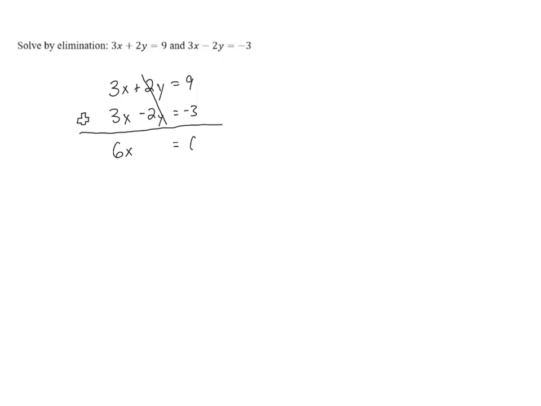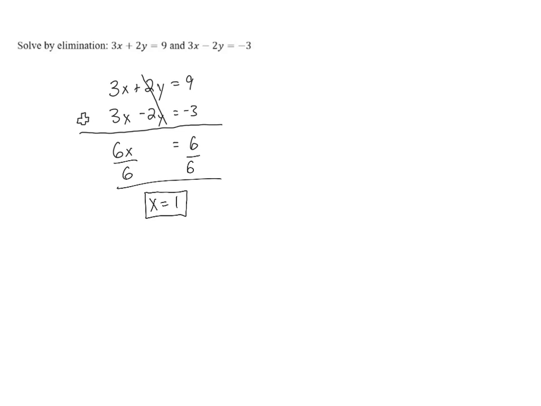And because we've eliminated the y, we can easily solve for x. If we have 6x equals 6, we can divide both sides by 6, and that gives us x equals 1. We were able to get the value of x without having any fractions, which makes this a slightly more desirable method than substitution in this particular situation.